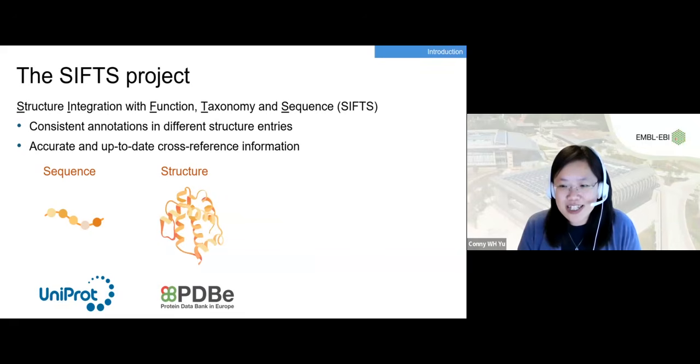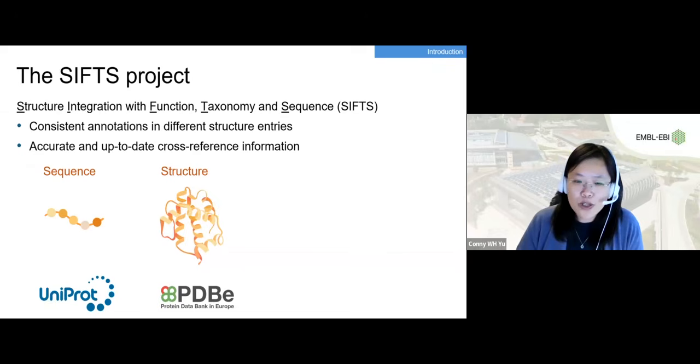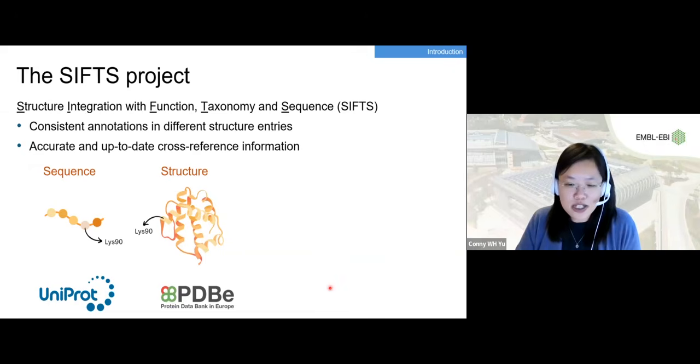So how do we look after this huge structural collection? We have a collaborative project between UniProt and PDBe called SIFTS, which stands for Structure Integration with Function, Taxonomy, and Sequences. The aim of SIFTS is to provide consistent annotation in different structure entries and to support accurate and up-to-date cross-reference information. What that means is when you're looking at an amino acid in a protein sequence in UniProt, you can expect to find the same amino acid in all the corresponding structures.